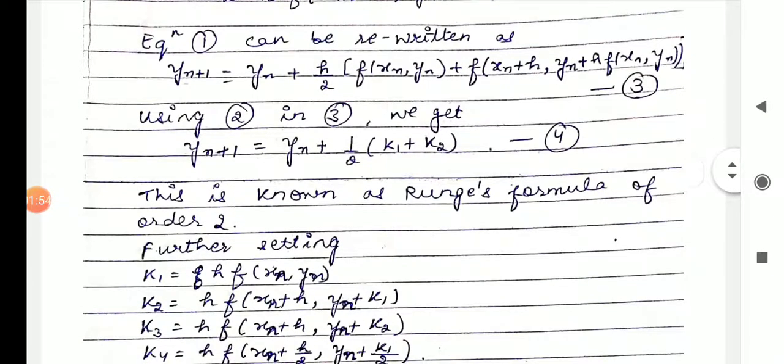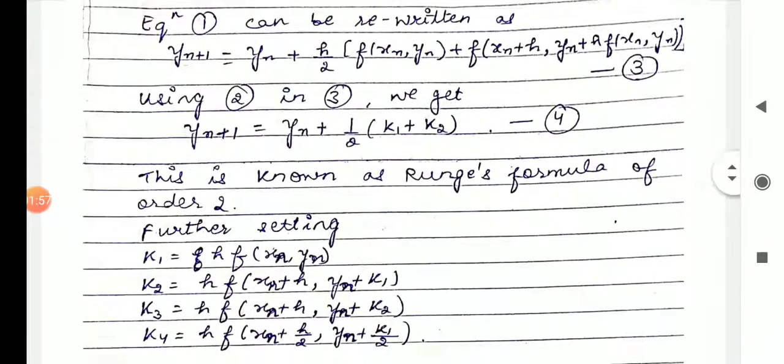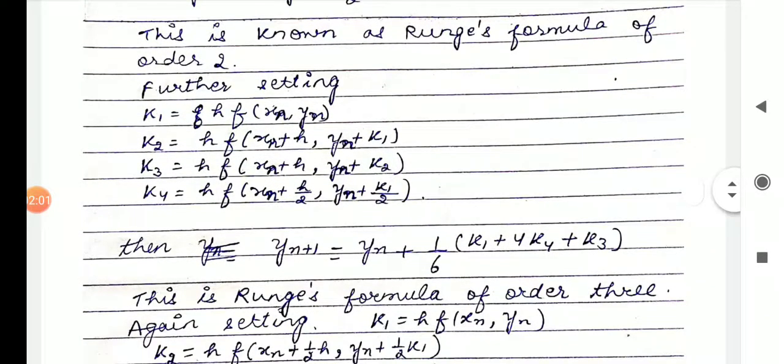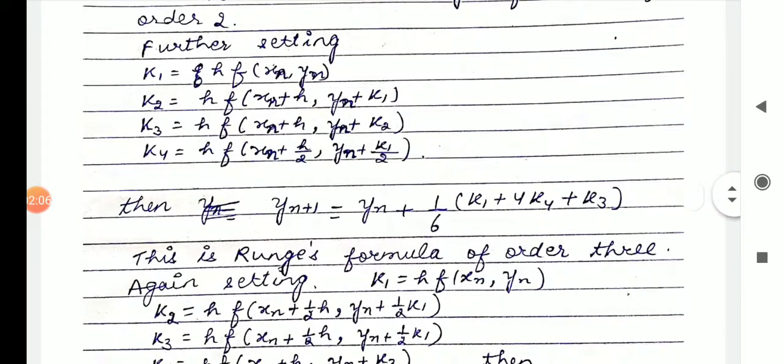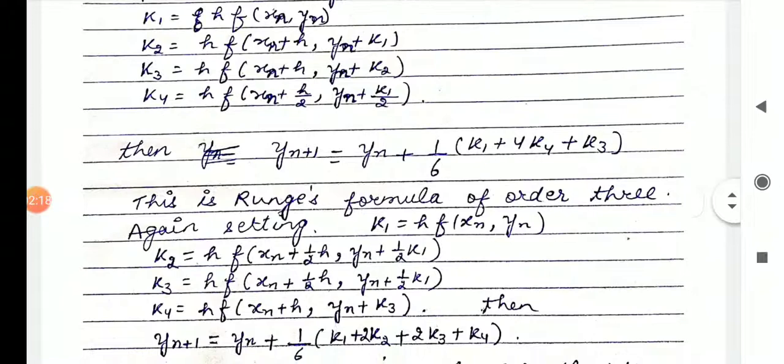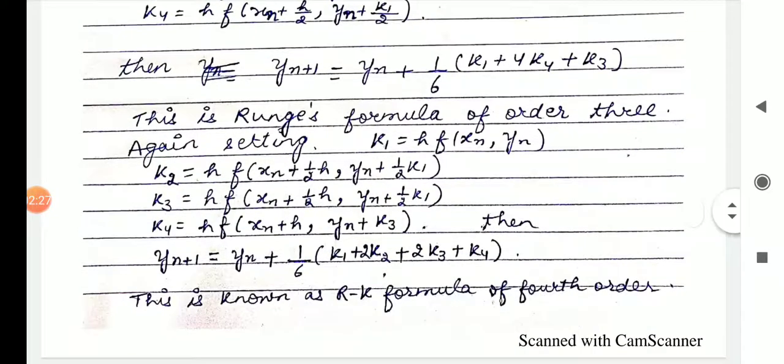This is known as Runge's formula of order 2. Again, further setting k1 as h times f(x_n, y_n), k2 as h times f(x_n plus h, y_n plus k1), k3 as h times f(x_n plus h, y_n plus k2), k4 as h times f(x_n plus h by 2, y_n plus k1 by 2), and then let y_{n+1} be equal to y_n plus 1 by 6 times k1 plus 4 times k4 plus k3. This is known as Runge's formula of order 3.